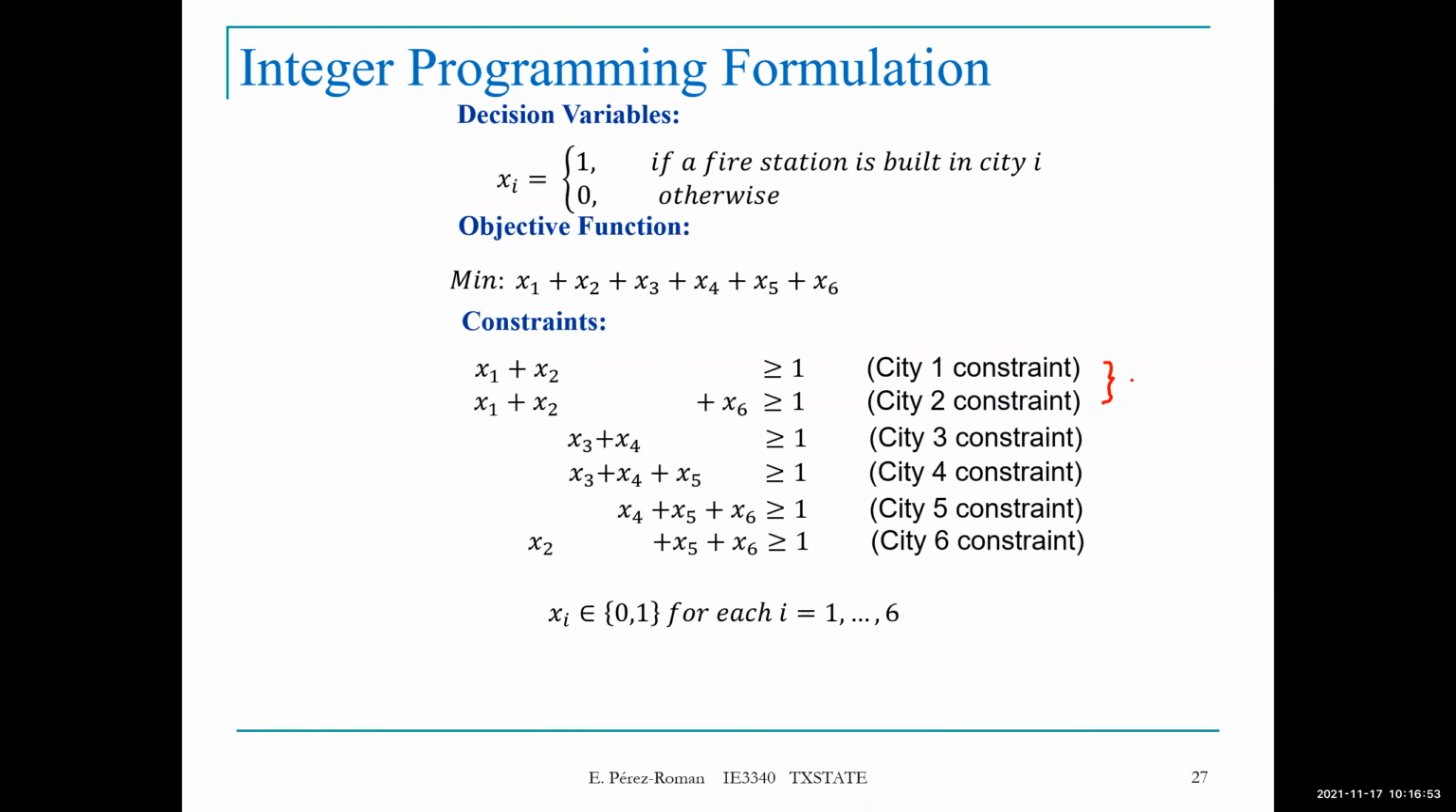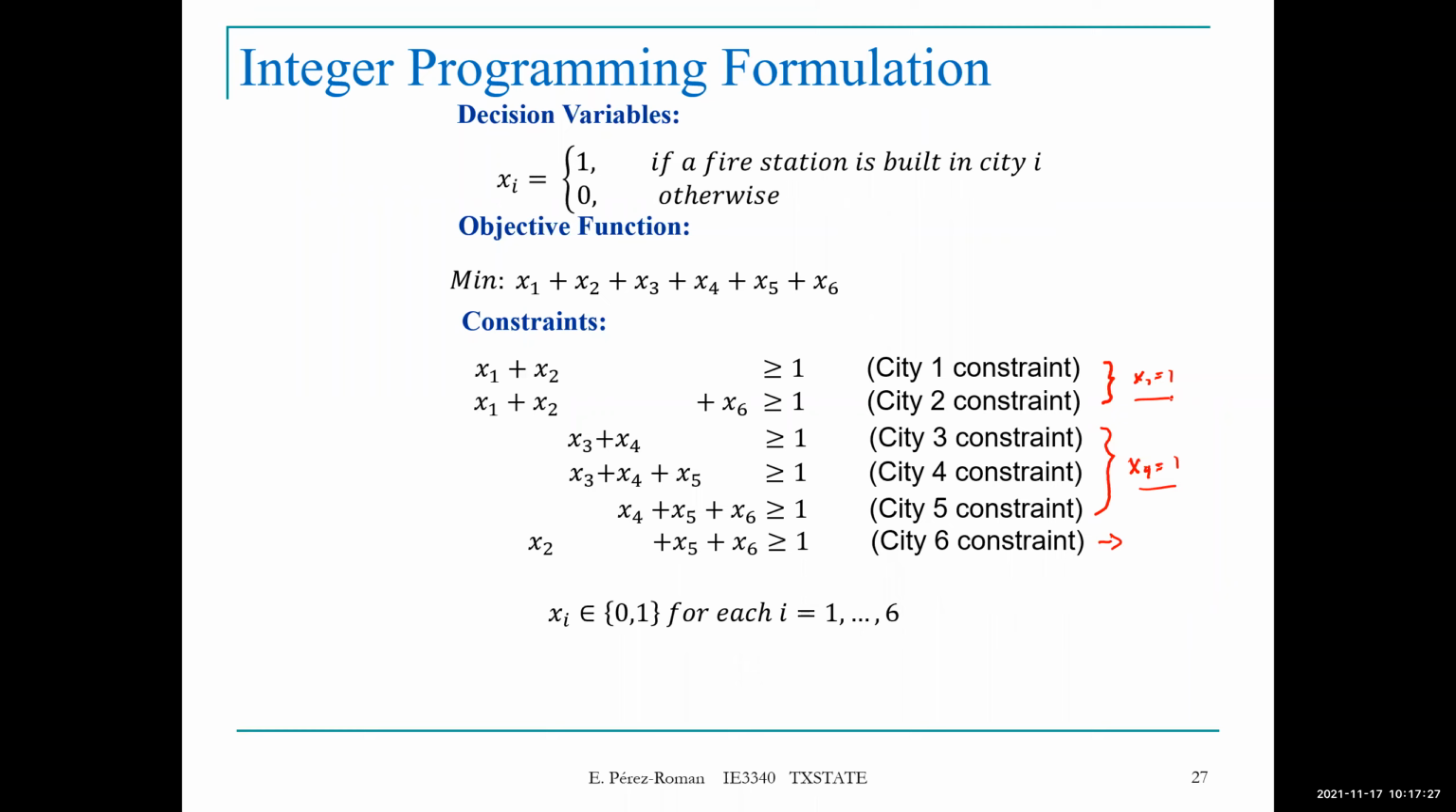So for example, if we make x1 equal to 1, then these two constraints are satisfied. If we make x4 equal to 1, these three constraints are going to be satisfied. And then these two are not making the last one satisfied. So if you look at that strategy, we can solve this problem visually.